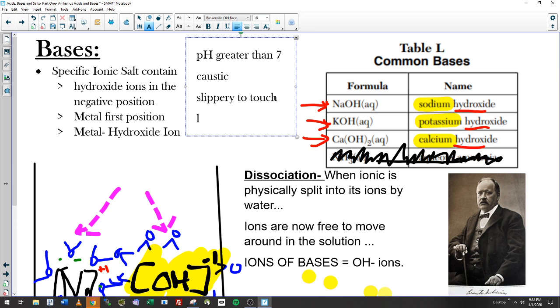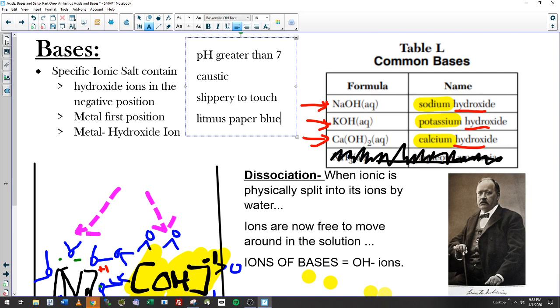They start talking about this thing called litmus. Bases are going to turn litmus paper blue. We're going to get into all the indicators and the litmus paper, but that's a whole other lesson for a whole other day. The review book does a good job of reviewing and tying everything together, but these are all little things that I'm going to touch on in separate streams, individually. So that's the deal here.